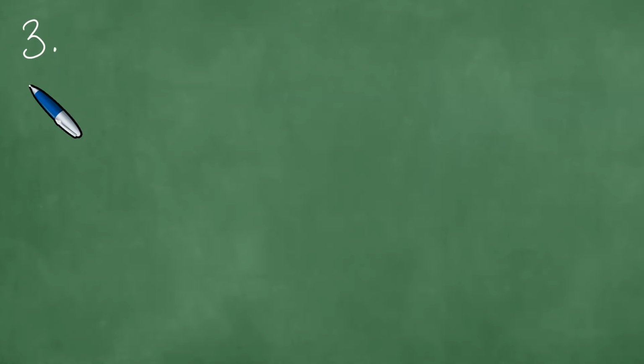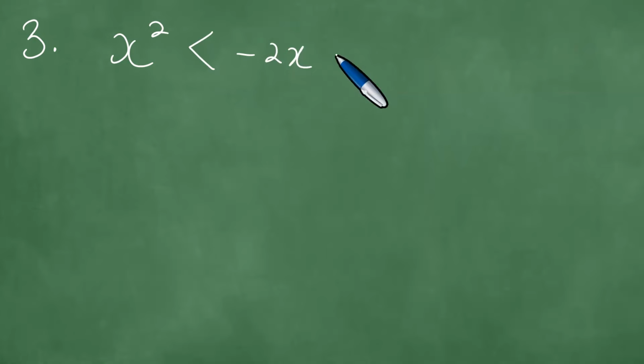Number three. We have x squared less than minus 2x plus 5 plus 15. Okay, try to solve this one. It's just a recap, but you just try to solve this one and see how far you get. Let me know when you're done, please.